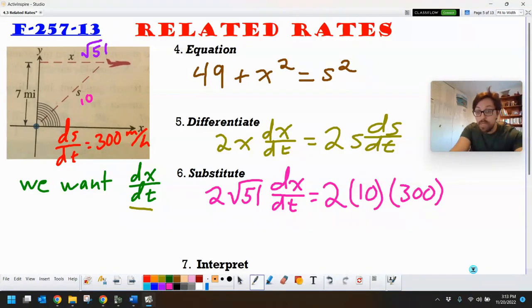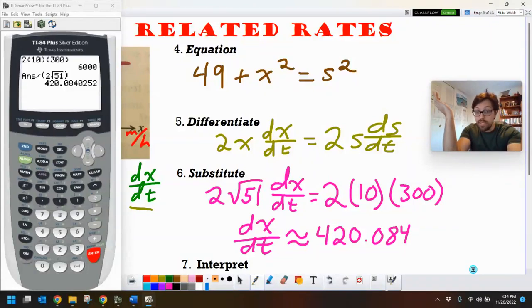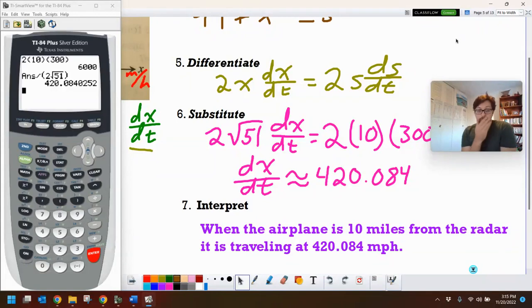At this point, it's just a matter of simplification. So we have to do 2 times 10 times 300 divided by 2 times the square root of 51 so that we can get our answer. I'm not going to eat up video time typing that in. I got 420, some decimal stuff. So all that is left now is to interpret what that means in context of my problem. Let me type that up. When the airplane is 10 miles from the radar, it is traveling at 420.084 miles per hour. Done.